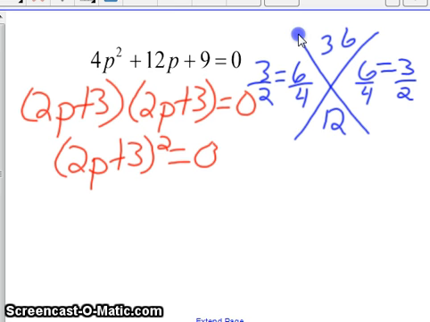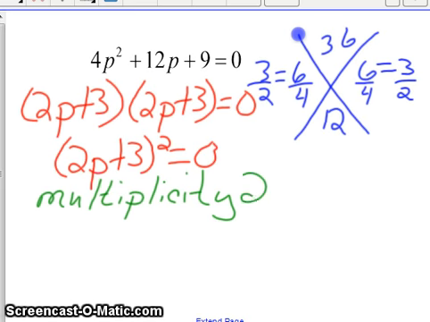So I'm going to give you a vocabulary word. This factor has multiplicity 2. That's a vocabulary word that you're going to need to know when you take your midterm exam. What is that? It says multiplicity 2. When you take your midterm exam, you will need to know that word.